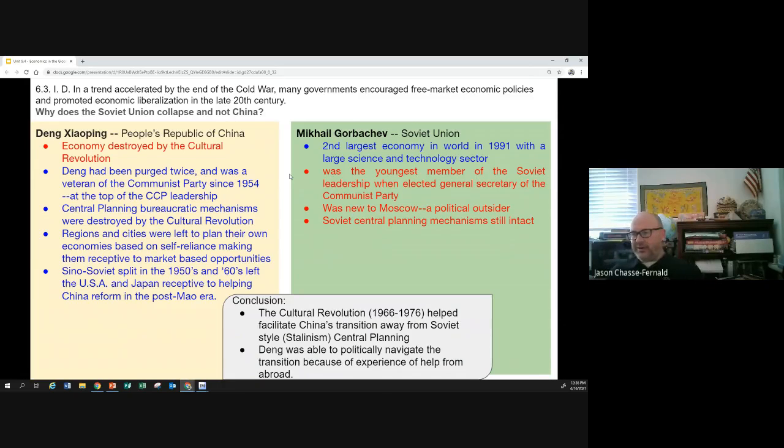This transition that China was undergoing economically was aided because of just how much the bureaucracy and centralization was destroyed by the Cultural Revolution, by that moral panic that was the Cultural Revolution. It largely decentralized a lot of aspects of China. And of course, the other thing is that he's experienced and had been around, whereas Gorbachev was relatively new. So Deng Xiaoping was able to negotiate this politically.